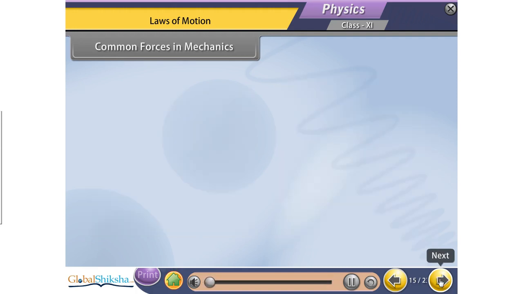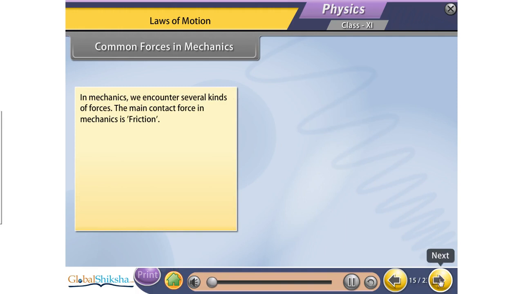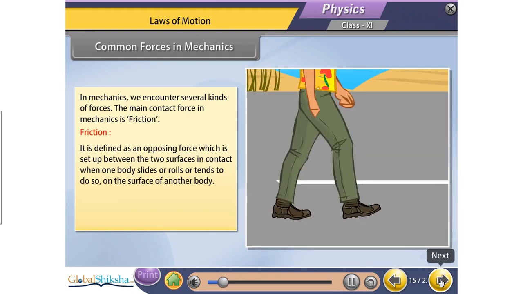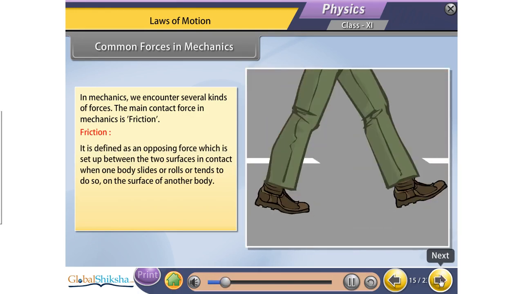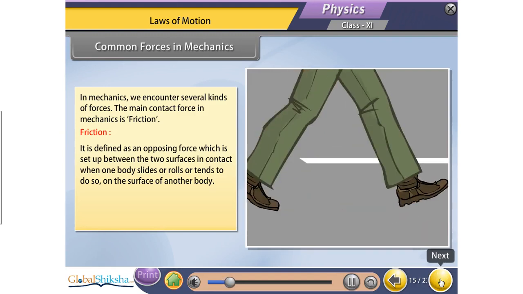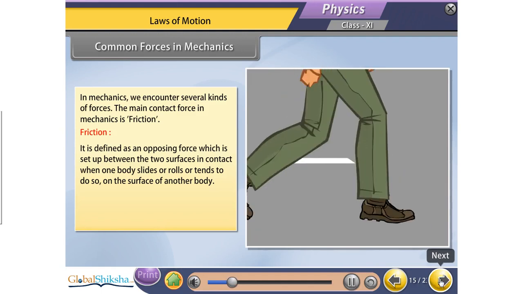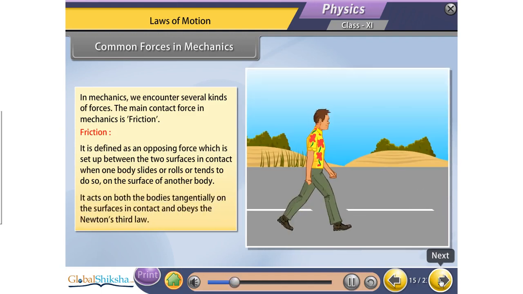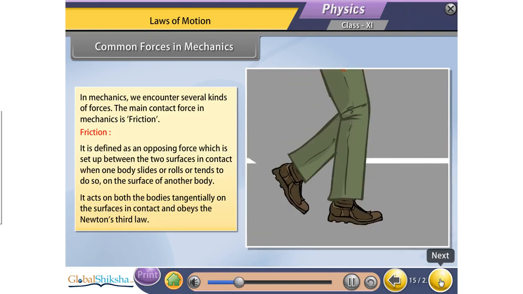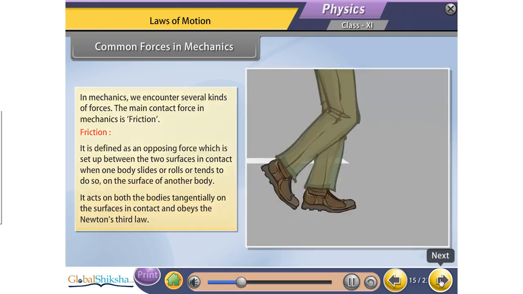Common forces in mechanics. In mechanics, we encounter several kinds of forces. The main contact force in mechanics is friction. Friction is defined as an opposing force which is set up between the two surfaces in contact when one body slides or rolls or tends to do so on the surface of another body. It acts on both the bodies tangentially on the surfaces in contact and obeys Newton's third law.